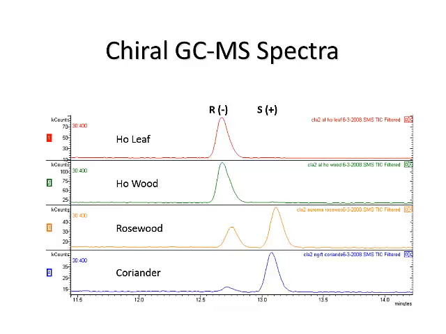Whole leaf and whole wood are virtually all R minus. Rosewood varies. If you buy rosewood from different places, you'll see it's always an uneven mixture of the two. Sometimes it'll be more R than S, sometimes it's more S than R. But it's always a mixture. And then coriander seems to be plus. It's always plus. It could be up to 80% plus. So these plants are making the molecule differently in different chiralities, which is kind of interesting in and amongst itself.